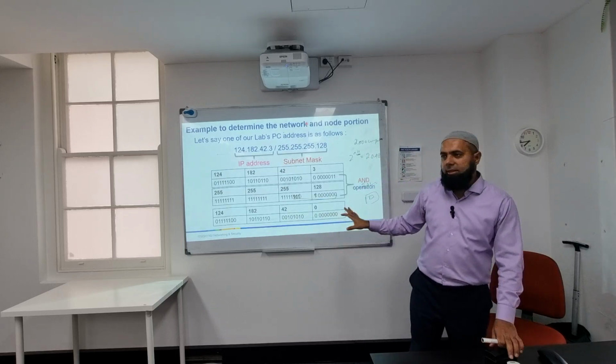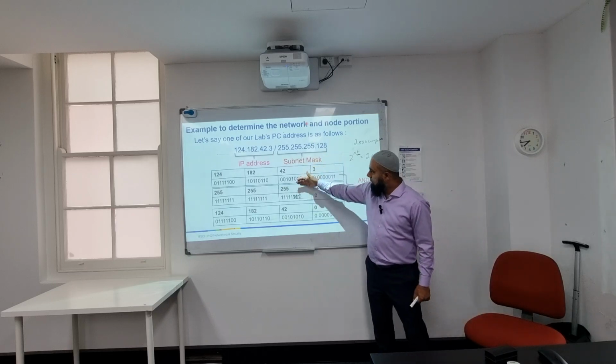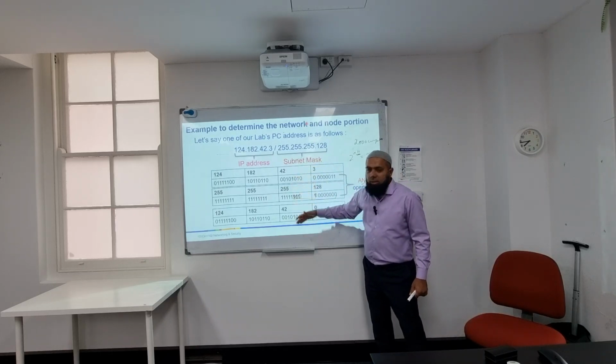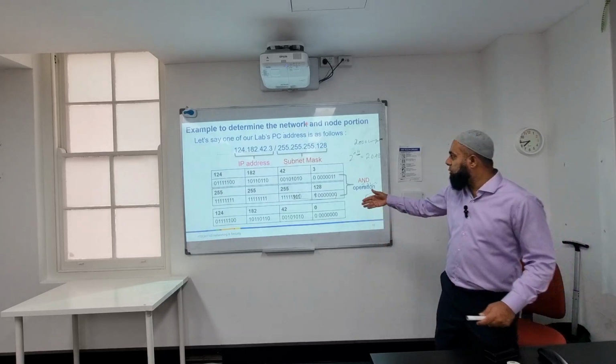But I'm not going into that detail. I already mentioned how to find the network ID. Do the subnet mask AND with this one and this one. You will get those answers. But right now, I'm not going into that detail. But you can do that.